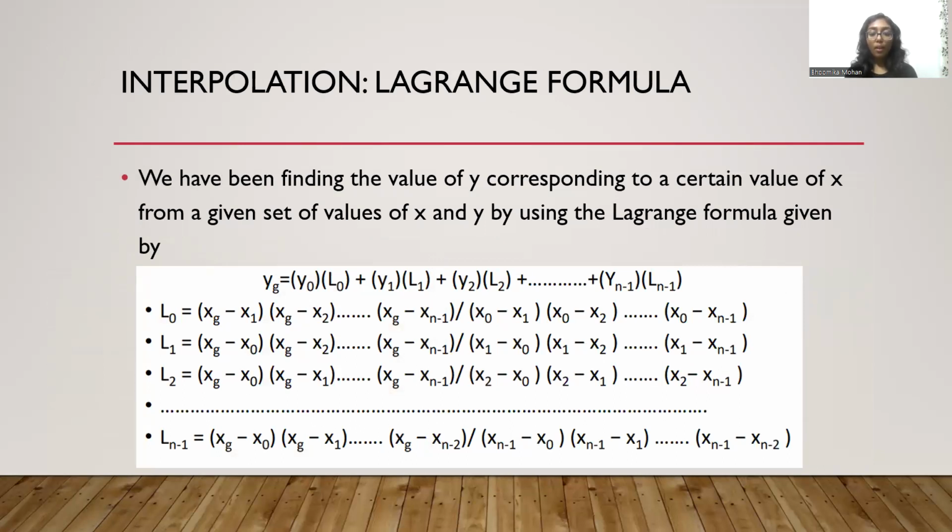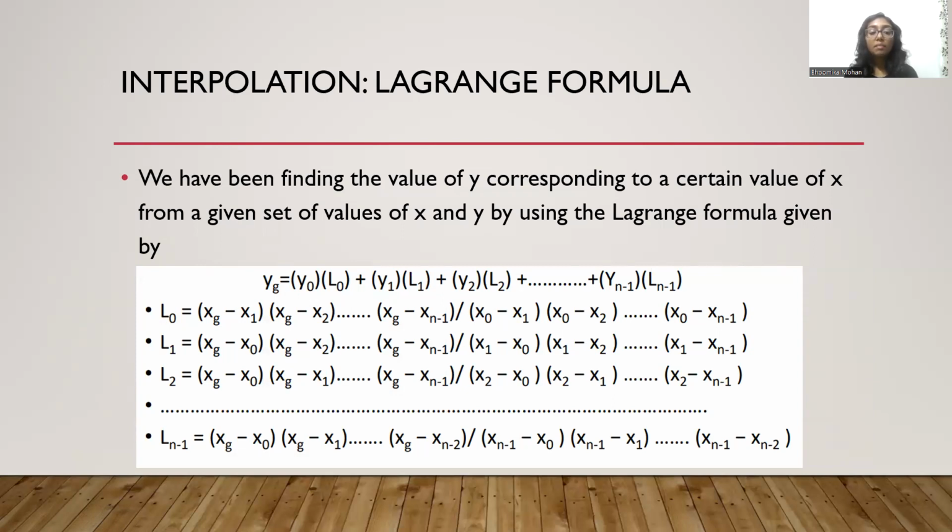Interpolation, Lagrange's formula. We have been finding the value of y corresponding to a certain value of x from a given set of values of x and y by using the Lagrange formula given by yg equals y0 into L0 plus y1 into L1 plus y2 into L2 plus so on till yn minus 1 into Ln minus 1, where L0 equals xg minus x1 into xg minus x2 till xg minus xn minus 1 by x0 minus x1, x0 minus x2, so on till x0 minus xn minus 1.